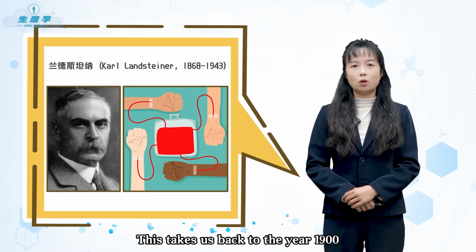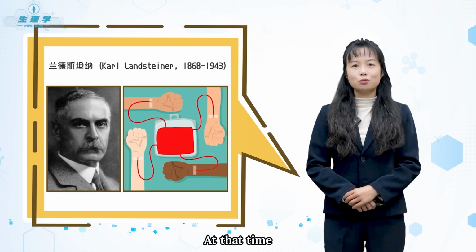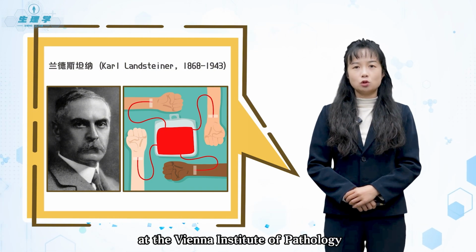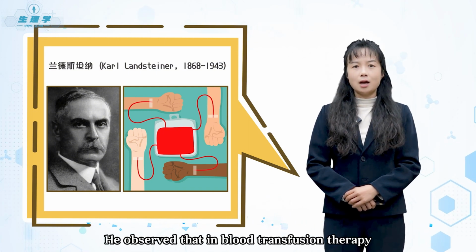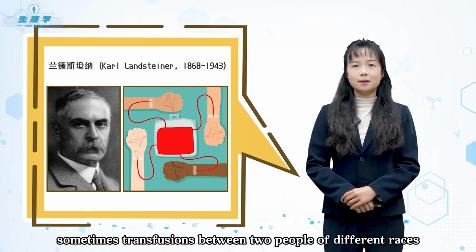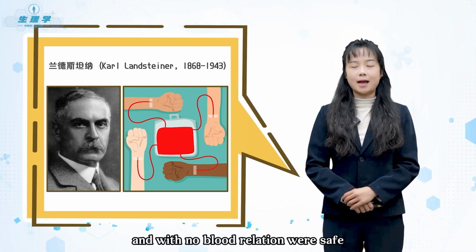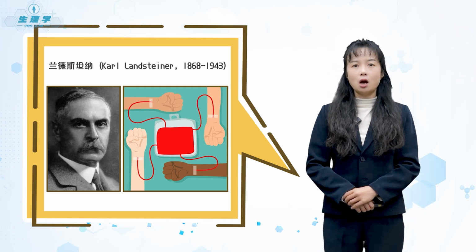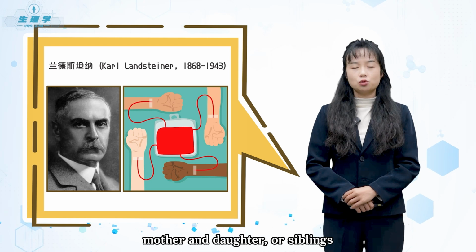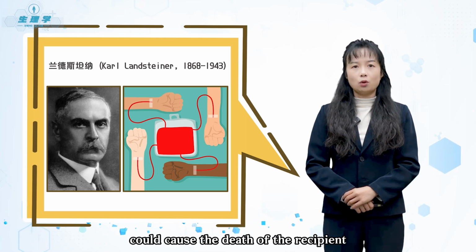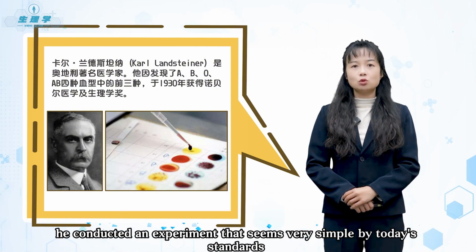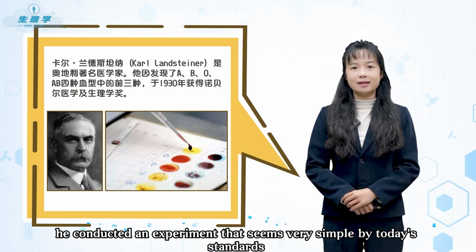This takes us back to the year 1900. At that time, the famous Austrian physician Karl Landsteiner was working at the Vienna Institute of Pathology. He observed that in blood transfusion therapy, sometimes transfusions between two people of different races, genders, and with no blood relation were safe. But other times, even transfusions between father and son, mother and daughter, or siblings, could cause the death of the recipient. To find the reason, he conducted an experiment that seems very simple by today's standards.